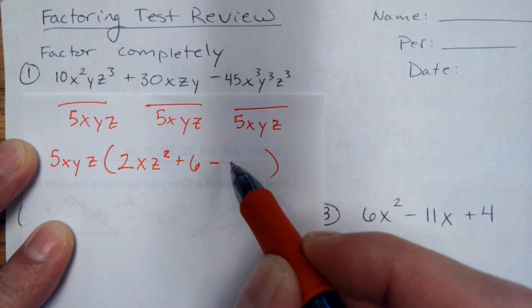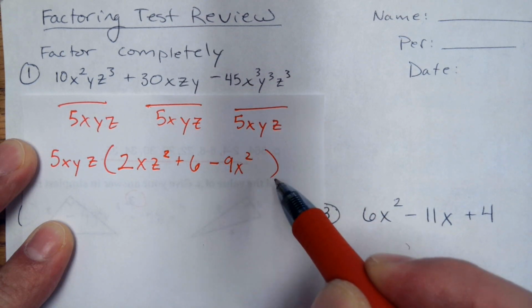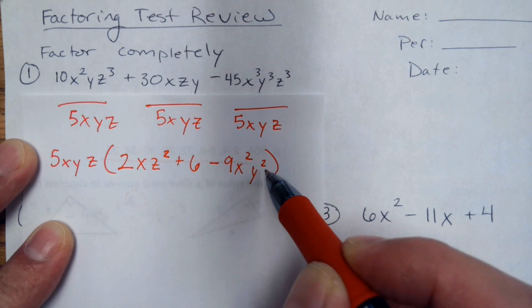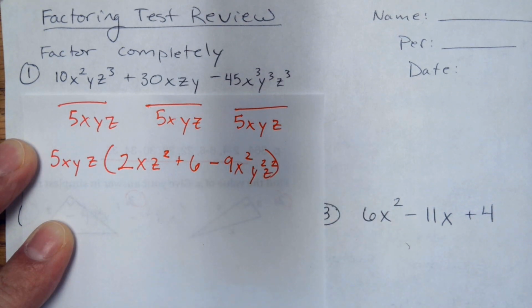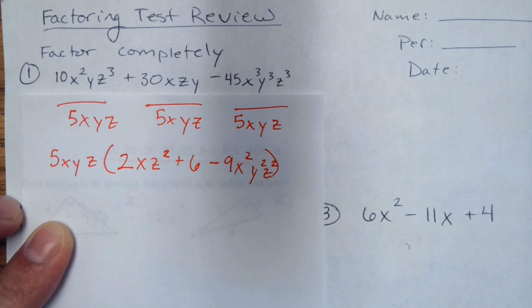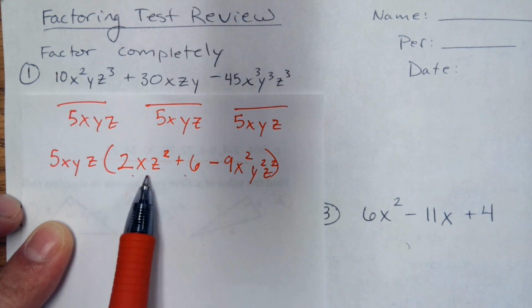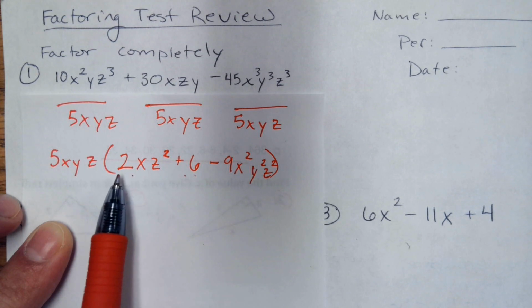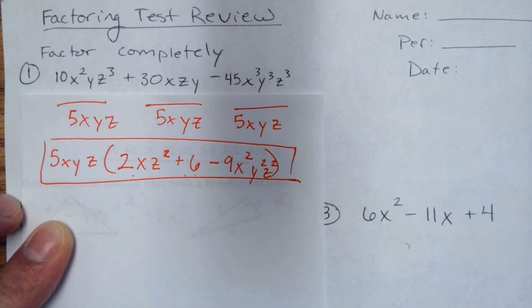And then x squared, yes. And then now I'm looking at this inside and just making sure, can I take anything else out? And I cannot. So that's it. It's just a GCF problem.